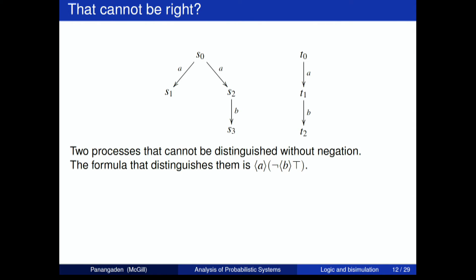So it's a really easy proof, and this is why people immediately said our result can't possibly be right, because you can't do this without negation. There's a simple negated formula that distinguishes them. Basically, you have to be able to say, I can do an A action and go to somewhere where B is impossible, which is not satisfied there. But to say B is impossible requires some kind of negative construct.